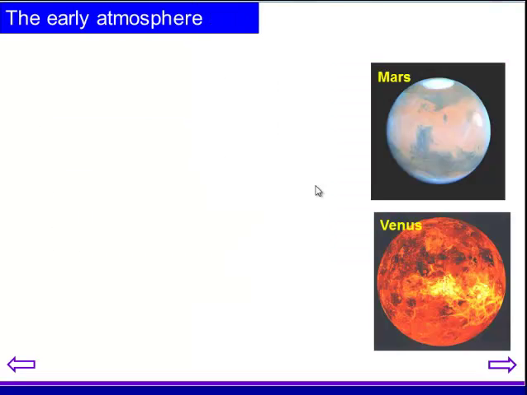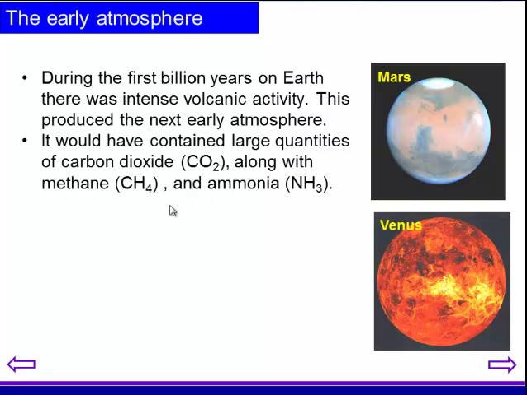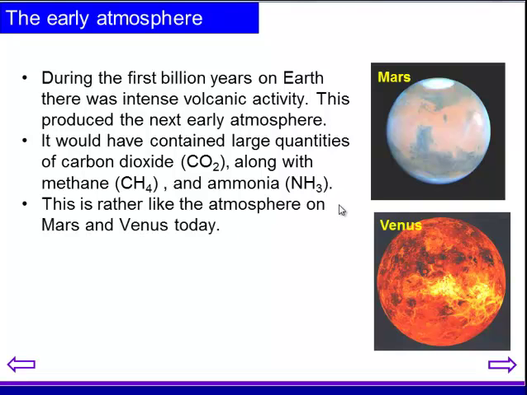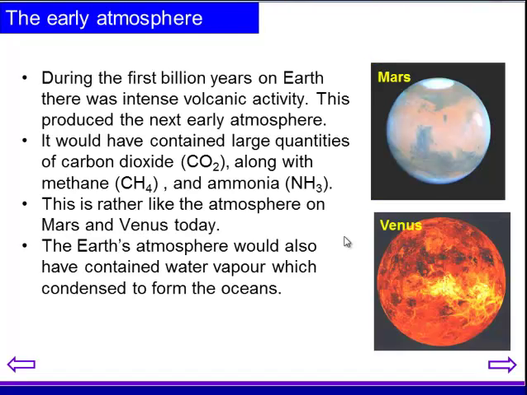The early atmosphere ended up being built up due to intense volcanic activity. The intense volcanic activity gave off a lot of gases: lots of carbon dioxide, lots of methane, and lots of ammonia. Now, what these gases did was they worked a lot like the atmospheres of Mars and Venus today. So they trapped heat, and caused the atmosphere to get warmer and warmer and warmer. The Earth's atmosphere also contained some water vapor, which as it cooled down formed the oceans.